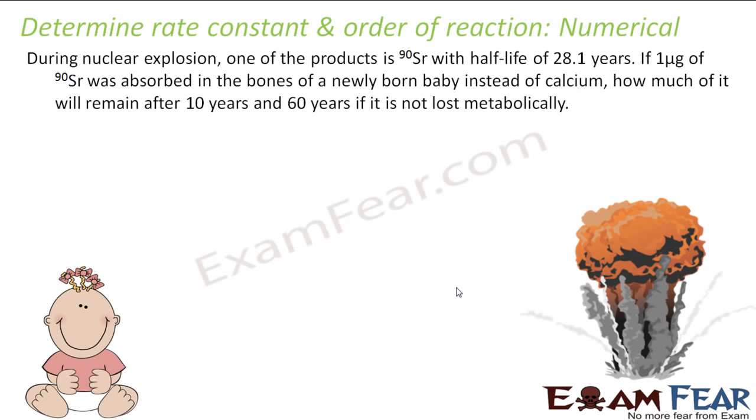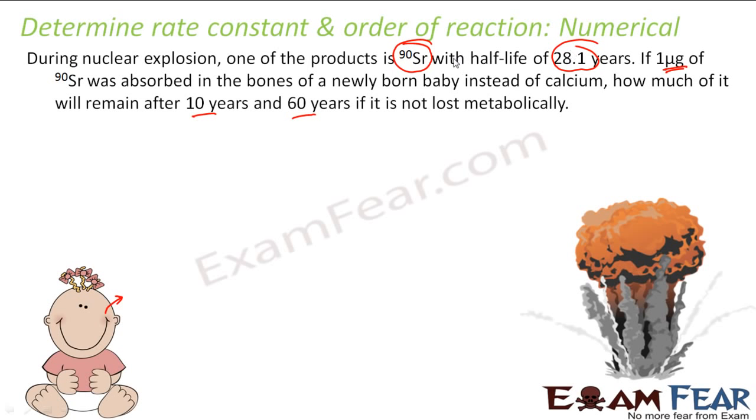Next question is, during a nuclear explosion, there is a nuclear explosion here. One of the products is 90 Sr with a half-life of 28.1 years. If 1 milligram of this 90 Sr were absorbed by this newly born baby in the bones, instead of calcium, this 90 Sr will be absorbed. The question is, how much of this will remain after 10 years and 60 years? 10 years is the adolescence time when this kid becomes adolescent, or 60 years when it's almost about to die. So the question is, if 1 milligram was absorbed, how much milligram will still be there in the body?